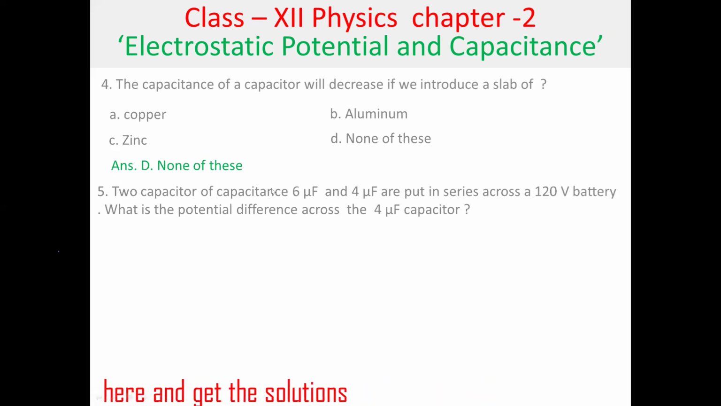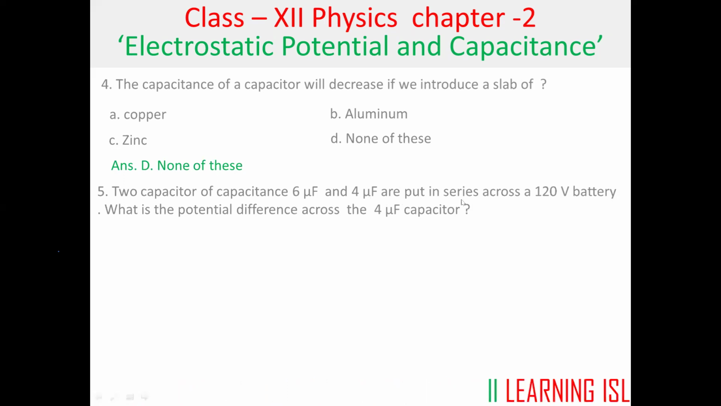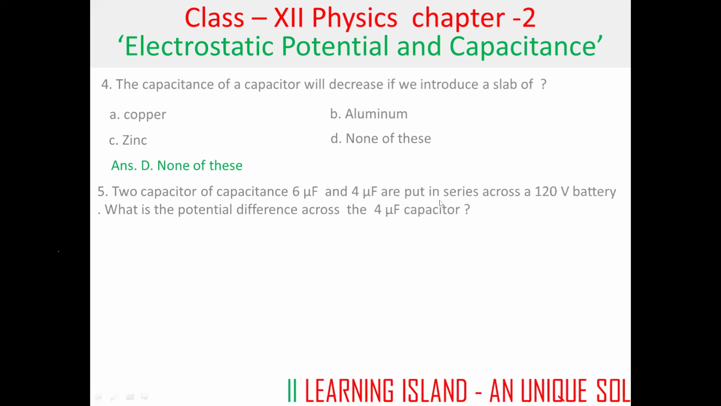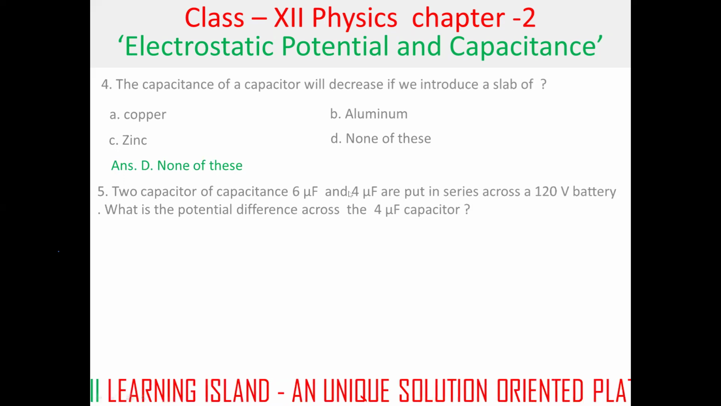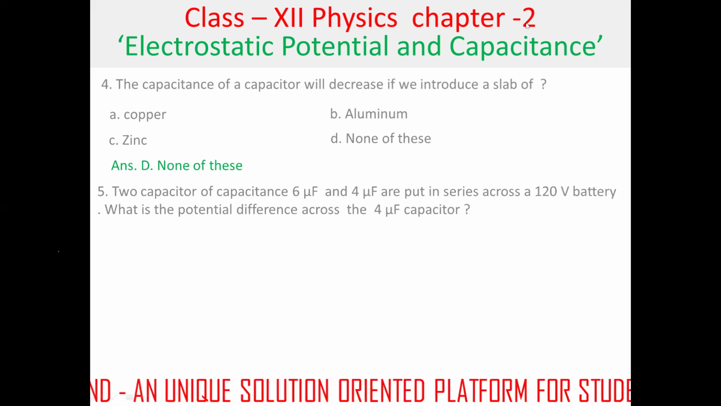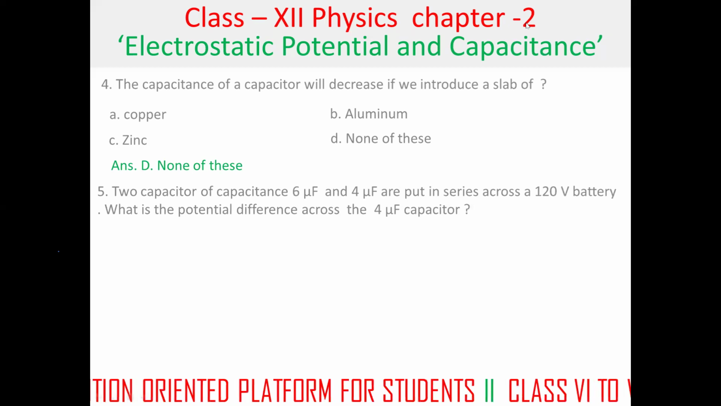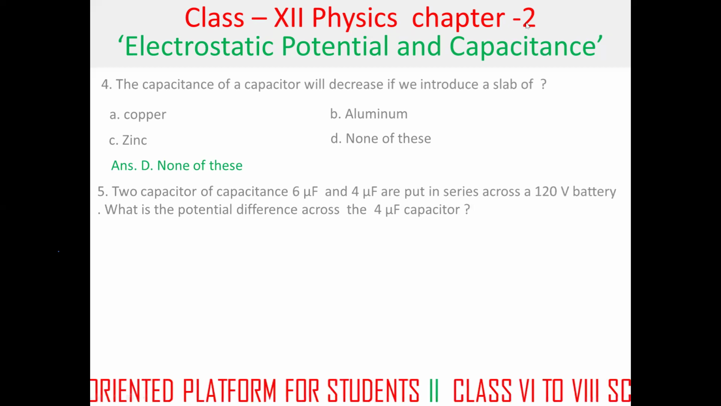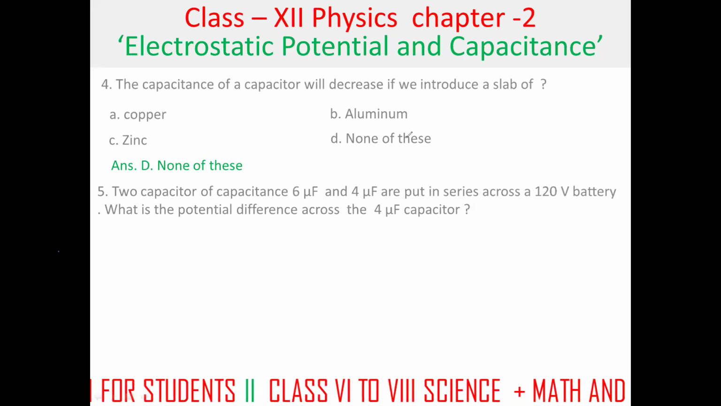Now question number 5. Two capacitors of capacitance 6 microfarad and 4 microfarad are put in series across a 120 volt battery. What is the potential difference across the 4 microfarad capacitor? Let us draw this picture. Two capacitors.